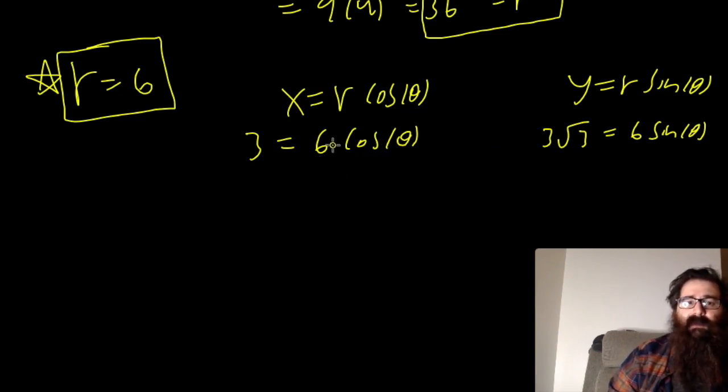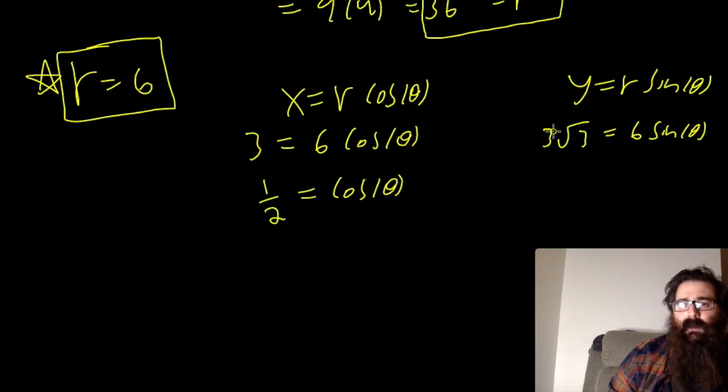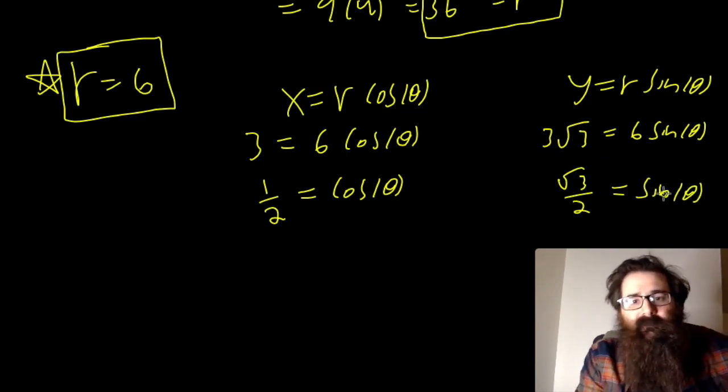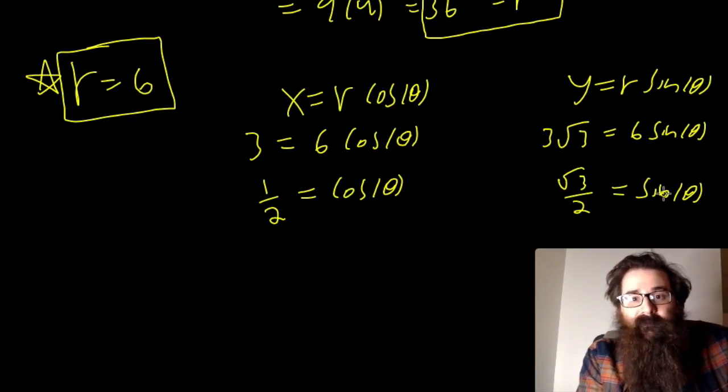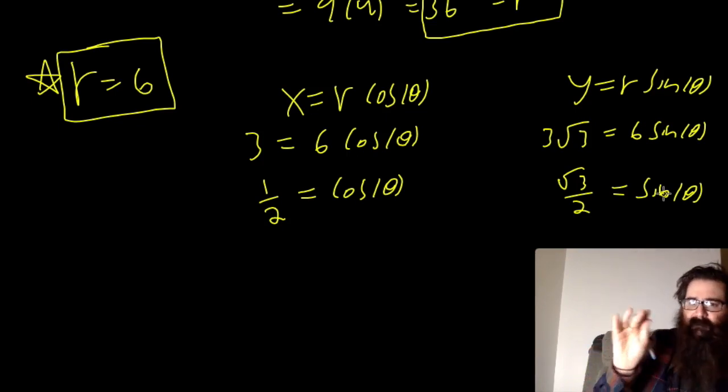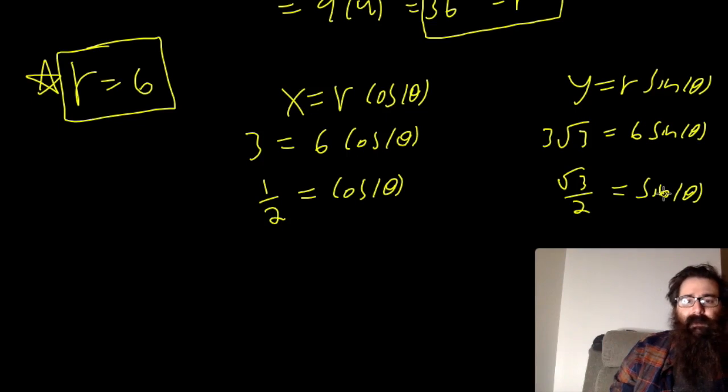So let me go ahead and divide both sides by 6. 3 divided by 6 gives me 1/2 is cosine theta. If I divide by 6 over here, I get 3 radical 3 over 6, which reduces to radical 3 over 2 for sine theta. Thinking about these together, I want to find a value for theta where cosine of theta is 1/2, but sine of theta is radical 3 over 2. Go ahead, pause the video, and think about it a bit.